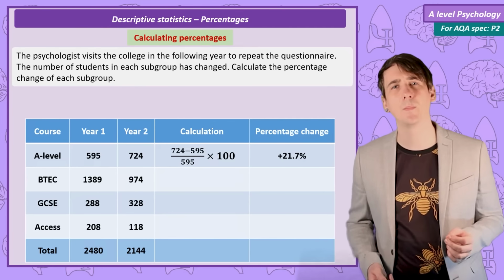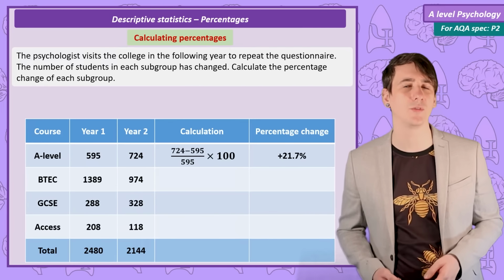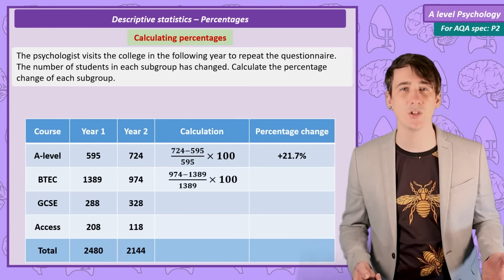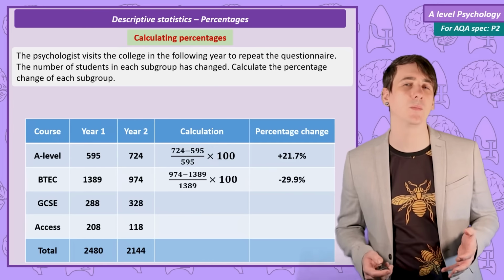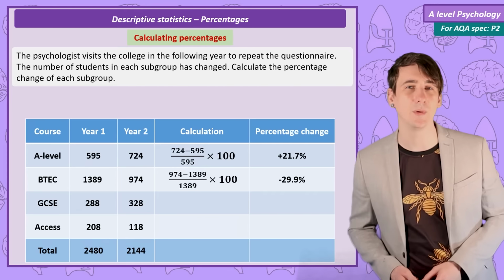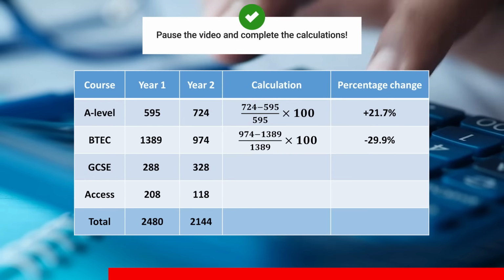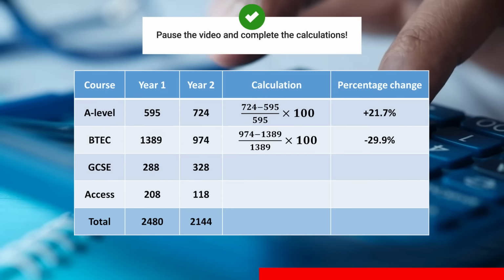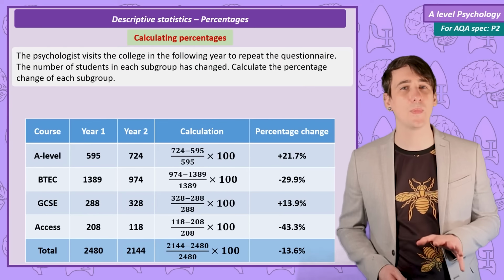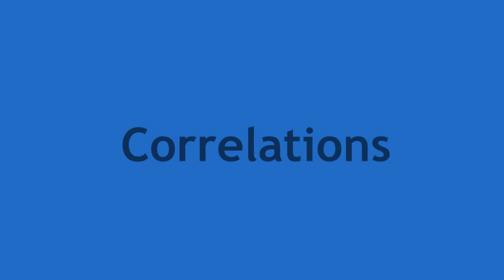Let's say the number of BTEC students reduced from 1,389 to 974. Using the same calculation, we get minus 29.9. Of course, the minus means there's a decrease in the number of BTEC students. Okay, I hope that helped with calculating percentages.